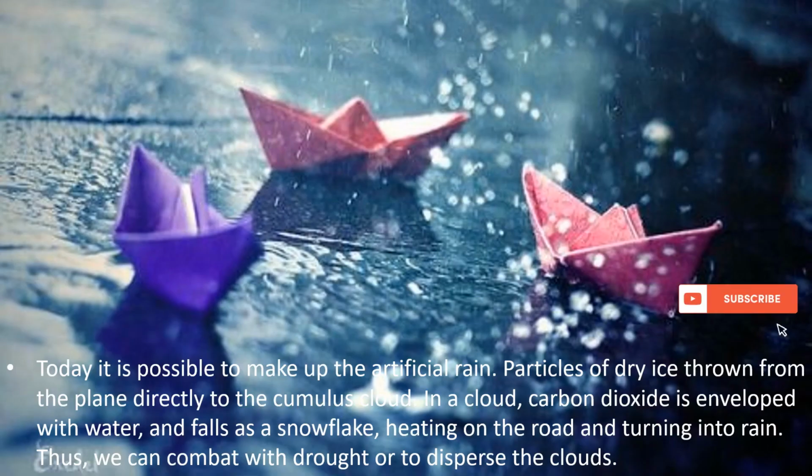Today it is possible to make artificial rain. Particles of dry ice are thrown from a plane directly into a cumulus cloud. In the cloud, the carbon dioxide is enveloped with water and falls as a snowflake, heating on the way and turning into rain. Thus, we can combat drought or disperse the clouds.